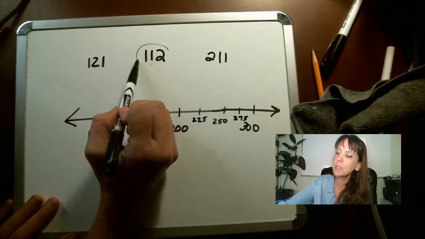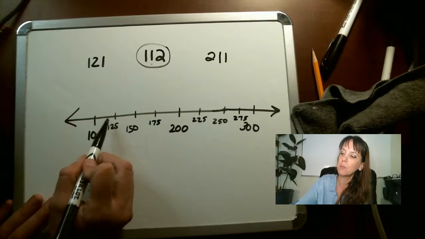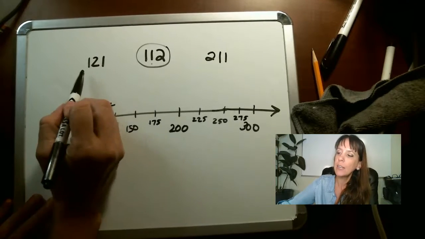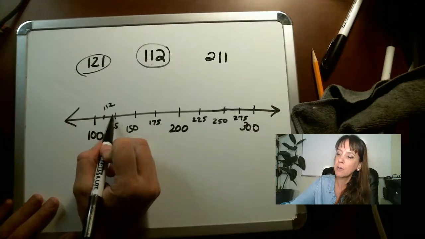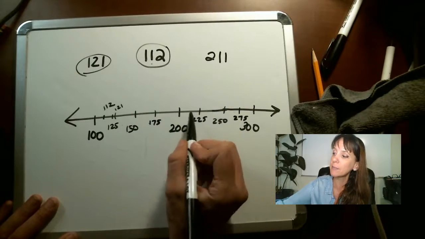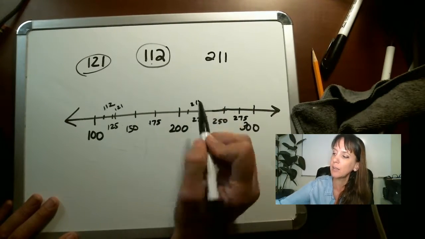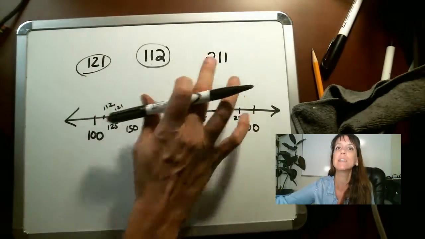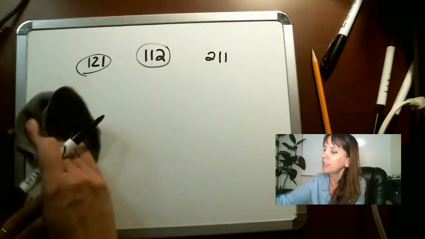So our first one is going to be 112. That's going to be somewhere right around in here. Our next one is going to be 121. That's going to be right in here. And then our last one is 211. So it's like somewhere right in here. Okay, so to put those in order, this is going to be 1, 2, and 3. Good. All right.